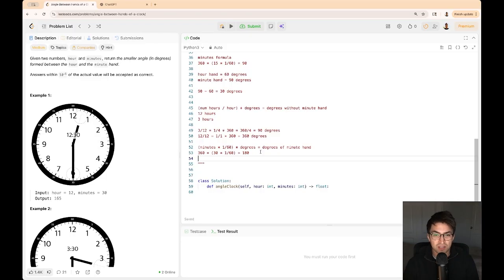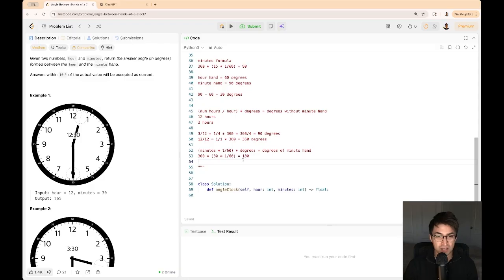Is that just the total amount of degrees divided by the amount of degrees of the minute hand? 360 divided by 180 is 2. So we would move the degree of the hour hand. No, I'm sorry. It should be 180 divided by 360 is 1/2. So we just move the hour hand 1/2 of a whole hour, which would be 60.